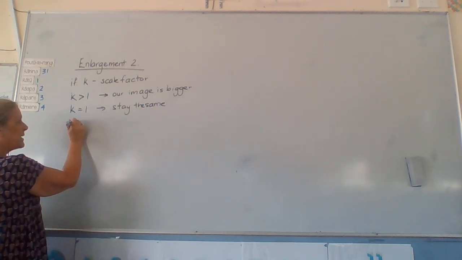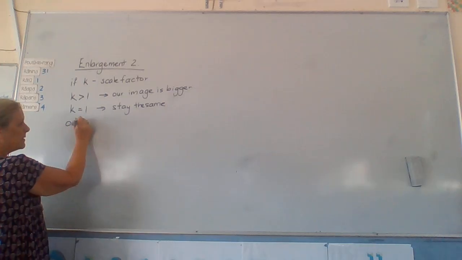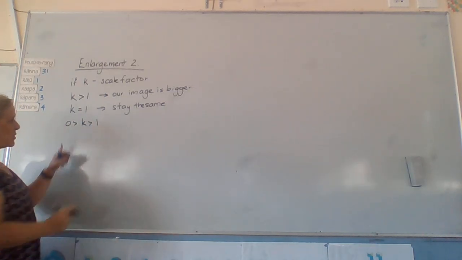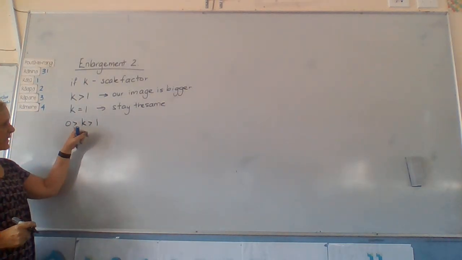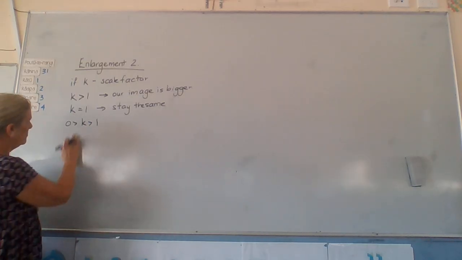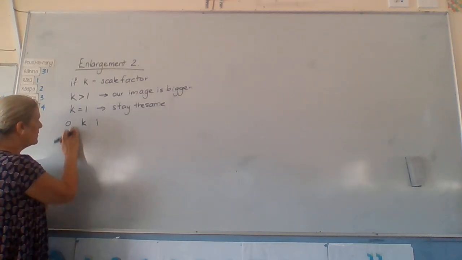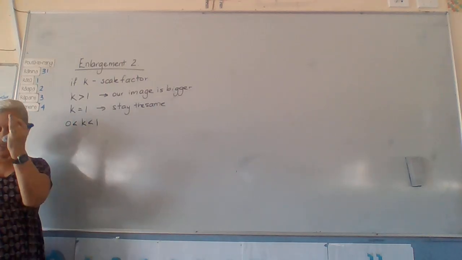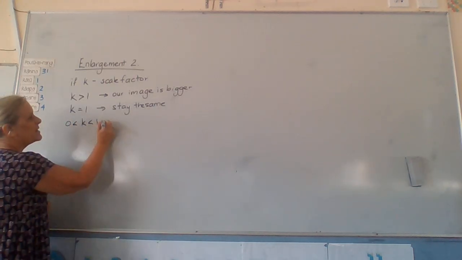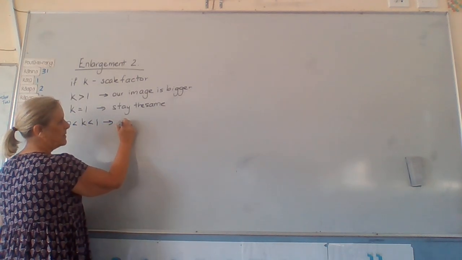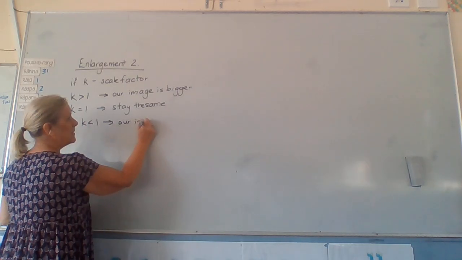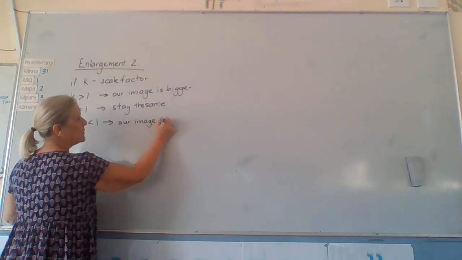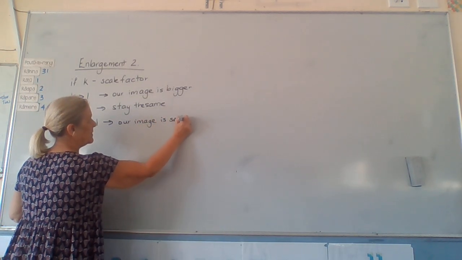If K is between, so that's how we write between, 0 is less than K is less than 1, so it sits between 0 and 1, then it gets smaller. So we learnt all that last period.